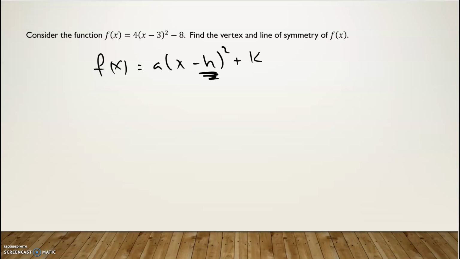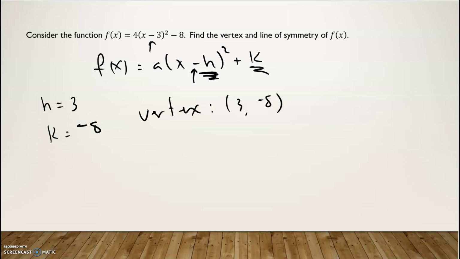So whatever this value is here, that's your h. Whatever this value is here, that's your k. Just make sure you have a negative right there, which, okay, we do. So that means that h is 3 and k is negative 8. So our vertex is going to be 3, negative 8. And our line of symmetry is going to be x is equal to 3.